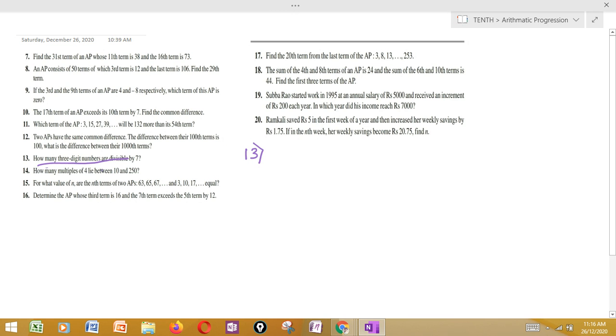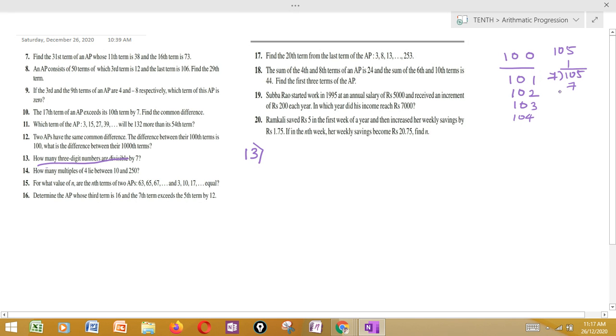Here we need to find three-digit numbers that are divisible by 7. What is the smallest 3-digit number? 100. Is 100 divisible by 7? No, sir. Then 101, 102, 103, 104 and 105. Is 105 divisible by 7? 7 threes are 21, 7 fives are 35. Yes, 105 is divisible by 7, which is the smallest such number. So write the first number as 105.